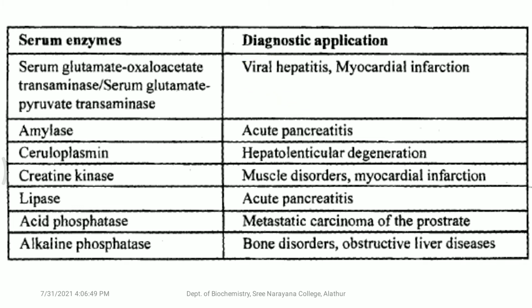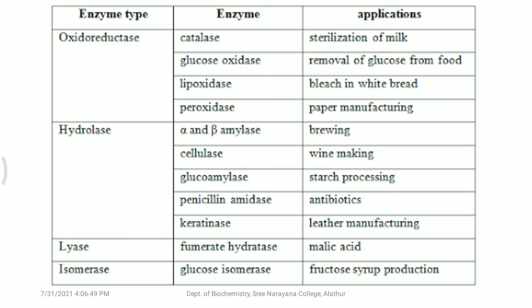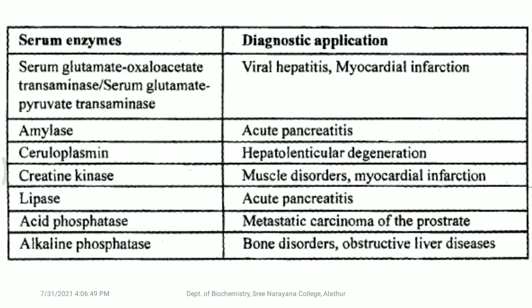So the level of SGPT is a decisive factor during the identification of myocardial infarction, or we say heart attack. Amylase is used for the diagnosis of pancreatitis. Ceruloplasmin is used for the diagnosis of hepatolenticular degeneration, etc. Okay, so make a note of these enzymes and their diagnostic applications in clinical biochemistry.